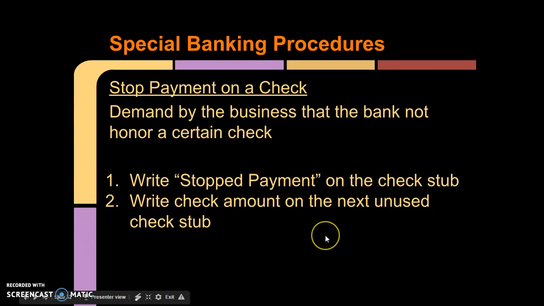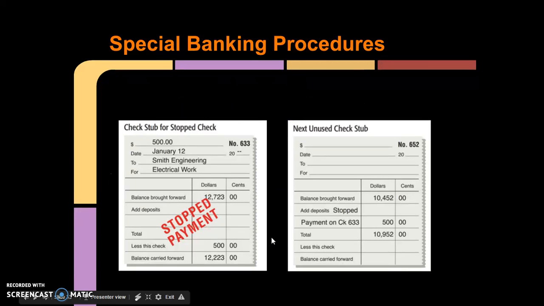Special banking procedures: stop payment on a check is a demand by the business that the bank not honor a certain check. You must write stop payment on the check stub, and write the check amount on the next unused check stub, so updating the records in the books as well as notifying the bank. Here's an example, a check stub for a stop payment. Then on the next one, we indicate that we have a stop payment on a check. We add that back into the balance.